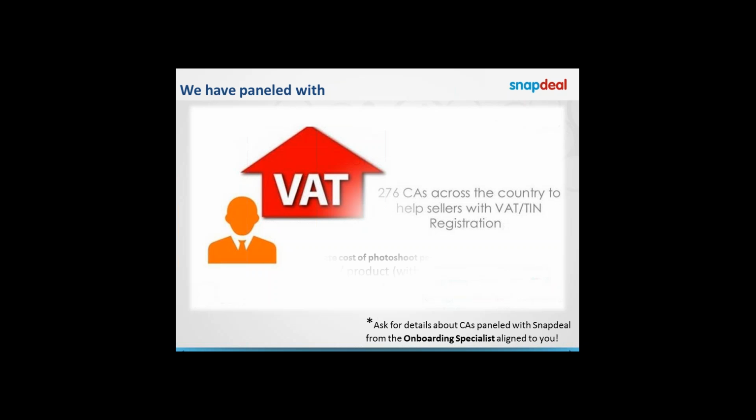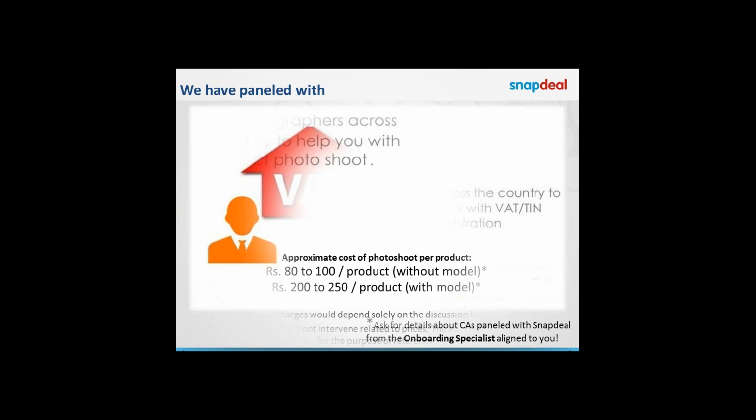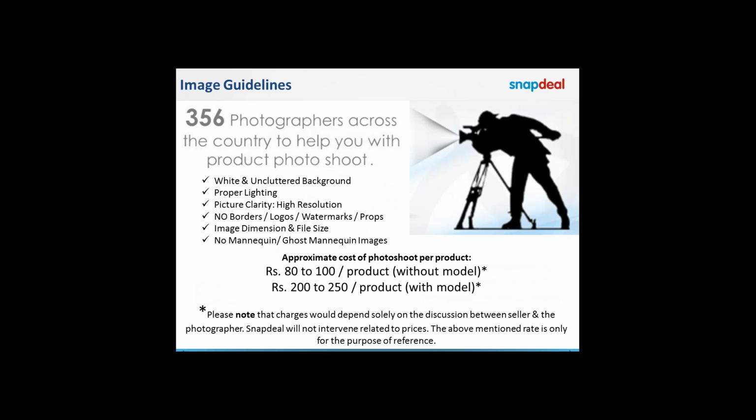Also, Snapdeal has tied up with 356 photographers pan-India who would help the seller with an ideal photo shoot as per Snapdeal's requirements. A few guidelines are here. We require the photographs to be clicked on a white and uncluttered background. There should be proper lighting, picture clarity, high resolution, no border, logo, watermark or props. Image dimension and file sizes should be appropriate. The file size should not be more than 1 MB and should not be something as small as a few KBs. And the photos should always be clicked on a model and no mannequin or ghost mannequin could be used.